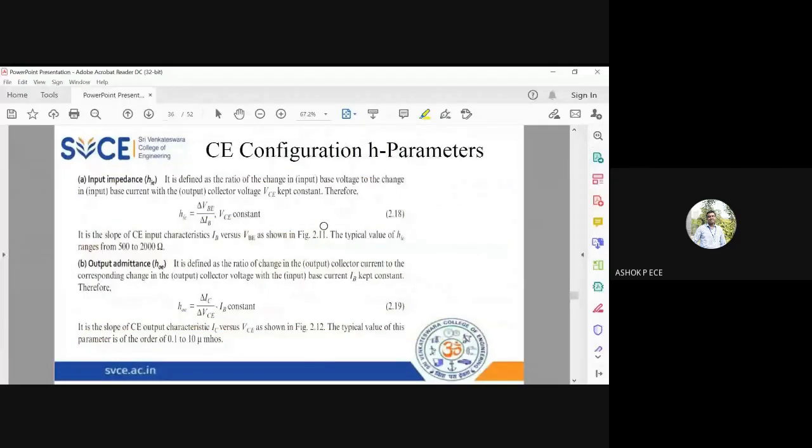Now H parameters. The first one is input impedance. It is not HIB, it is HIE. I understand, you know why I'm writing it as HIE. H is hybrid, I is input impedance, and now I am going to use common emitter.